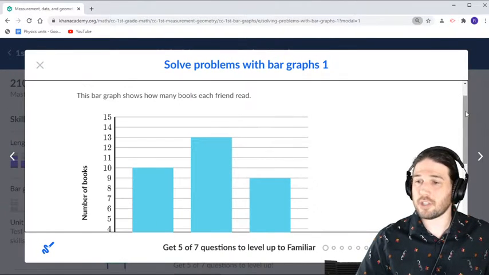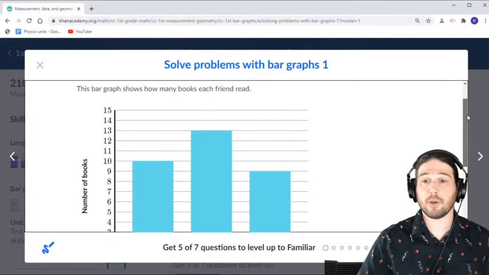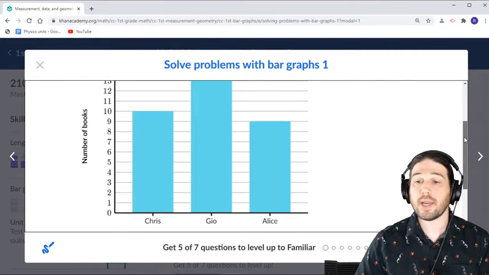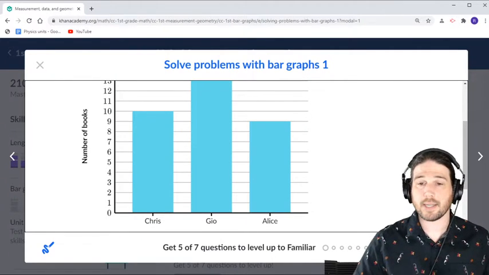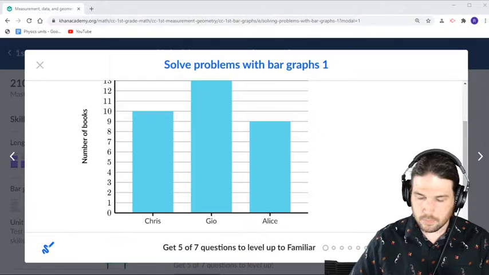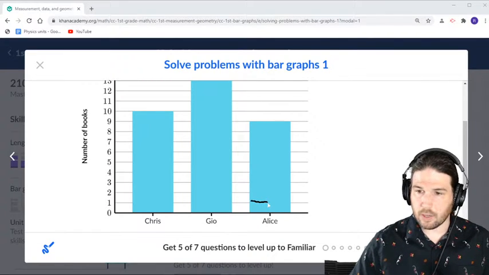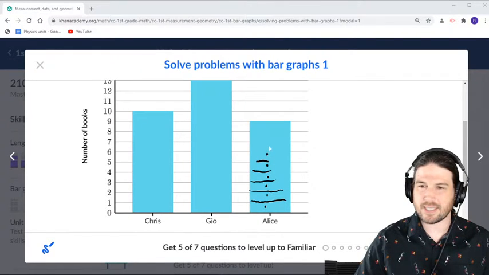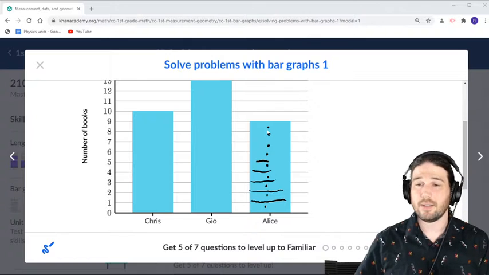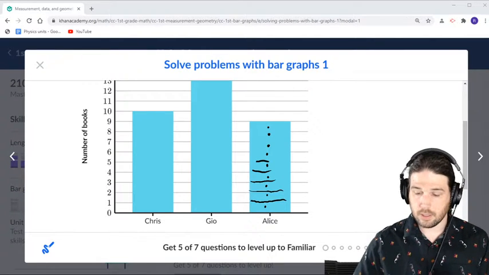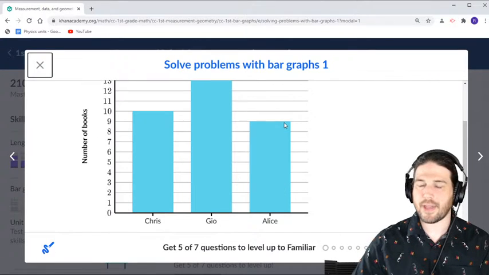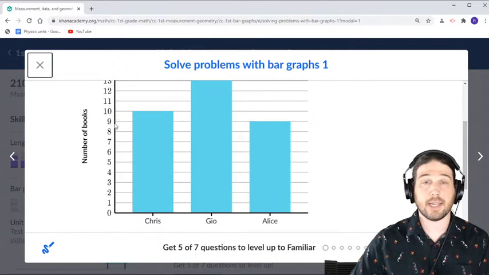So this bar graph shows how many books each friend read, and it says, how many books did Alice read? Now, you have two ways of doing this. Either one is correct. You can either count out the number of rectangles. Yeah? So there's 1, 2, 3, 4, 5, 6, 7, 8, 9 rectangles there. Or you can just recognize that this is level with the 9 here.